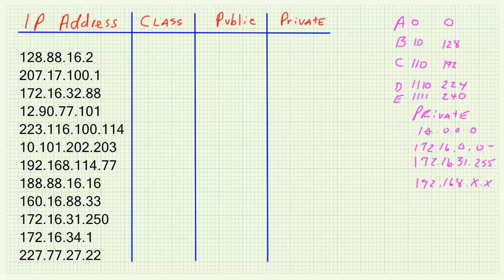Then the next determination that we'll need to make is, for each of these IP addresses, is it public or private? And I've written out the 3 private IP address ranges. Remember, we've got the 10 network, the entire 10.0.0.0 network, all the way to the end of that, which is 10.255.255.255. That's all one big private Class A network. We've got the Class B private IP address range, which begins with 172.16.0.0 and runs all the way through 172.31.255.255. So be careful with that one.